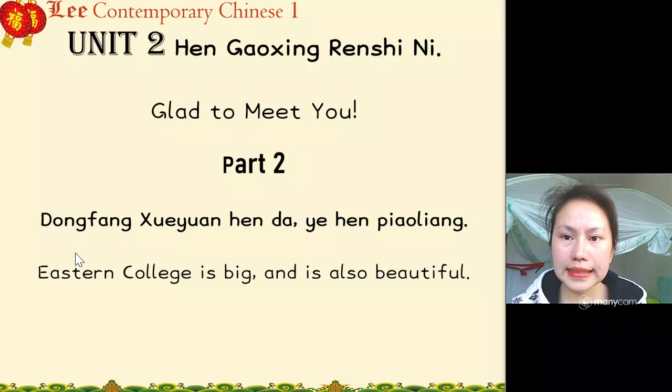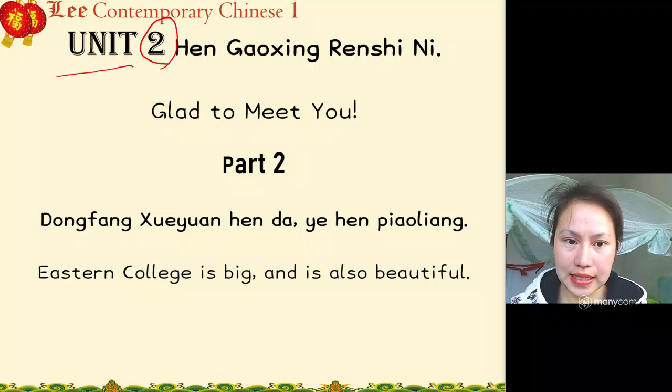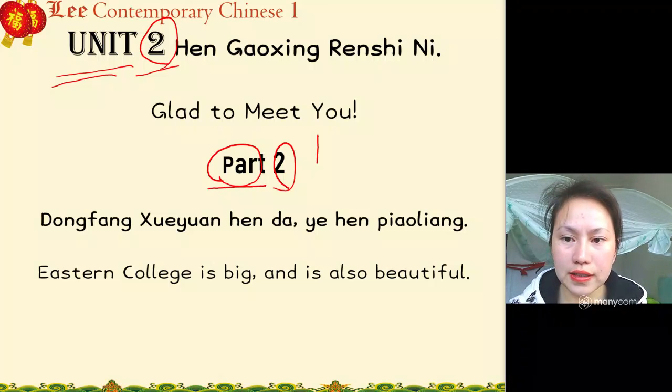同学们，大家好。上节课我们学习了第二单元第一部分。Last lesson we learned Unit 2, Part 1. 今天我们学习第二单元第二部分。Okay, today we learn Unit 2, Part 2.